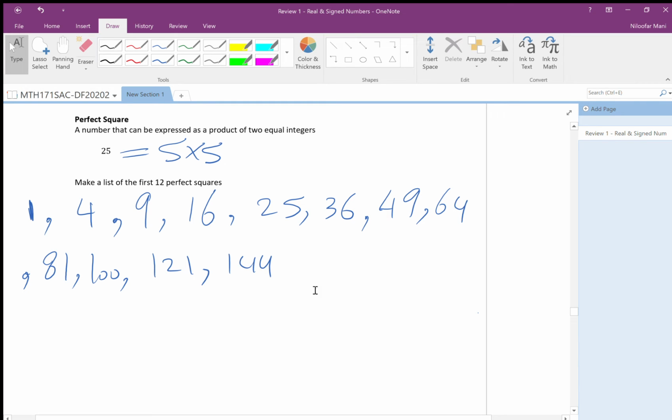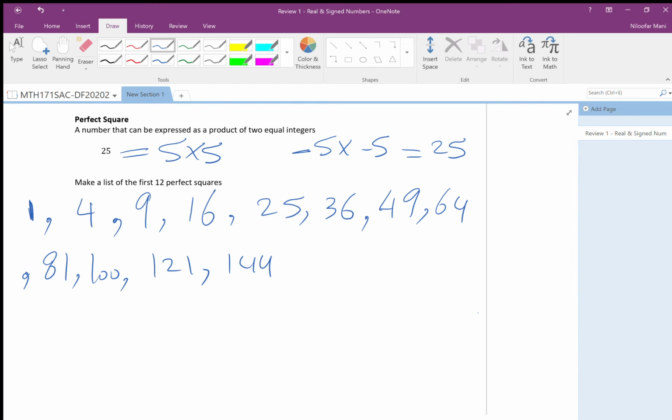So you can write them as multiplication of two equal integers. Or for example, you can say it's minus 5 multiplied by minus 5, which is 25 again. Or for all of them, you can use minus multiplied by minus. Okay?